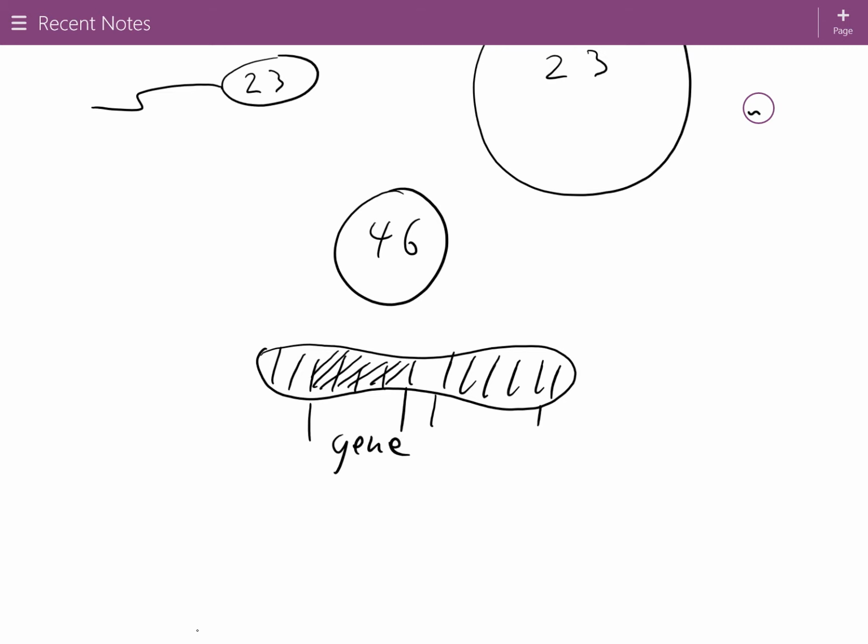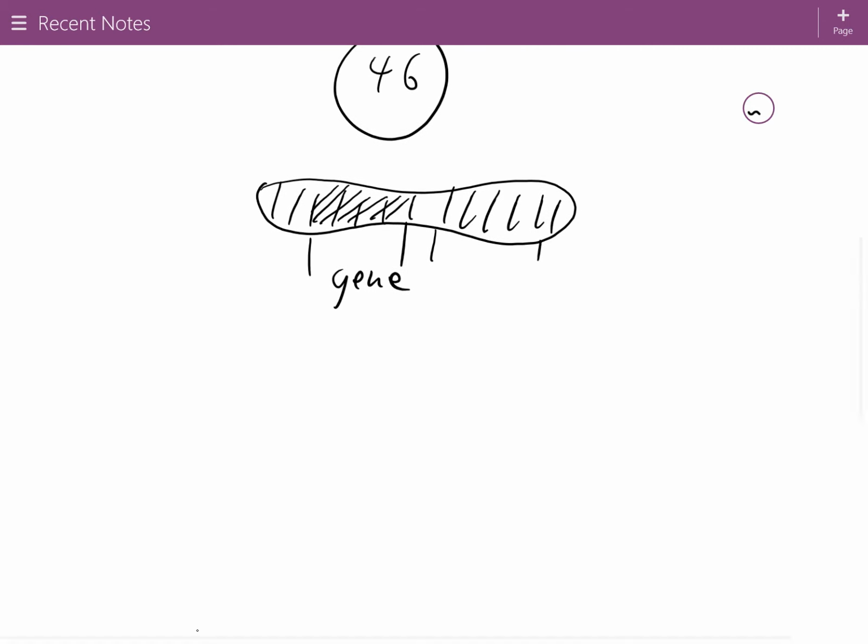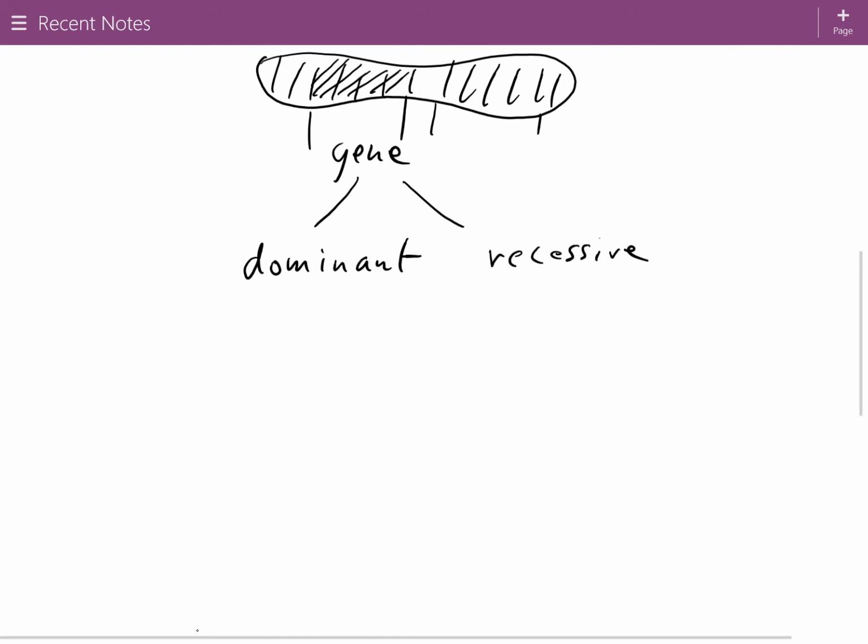We've got two different types of gene. We have dominant genes, and we also have recessive genes. Okay, so let's look at an example of the inheritance of dominant and recessive genes.